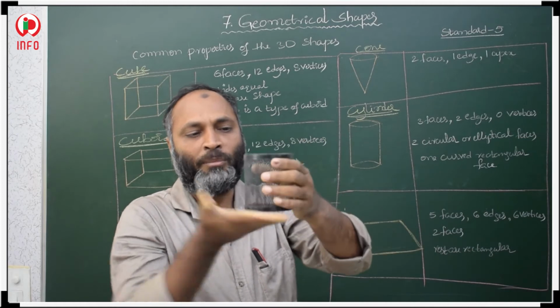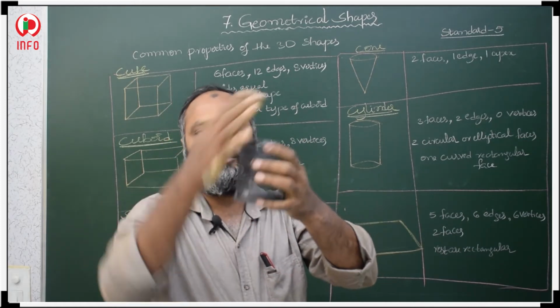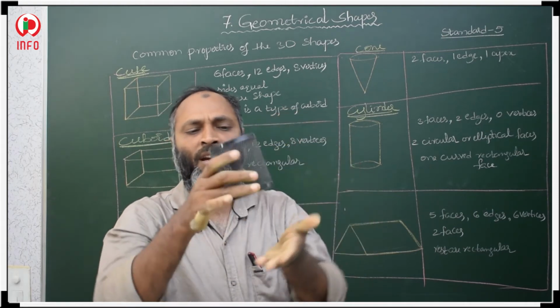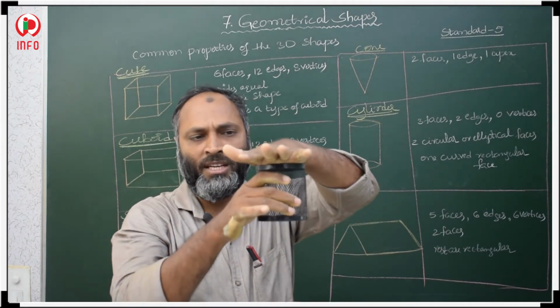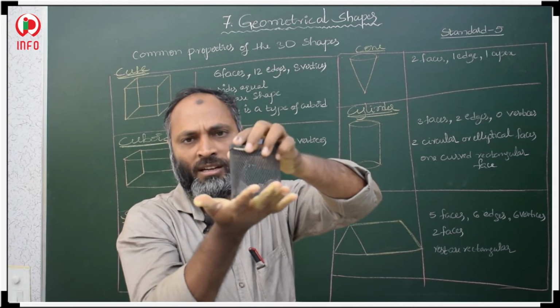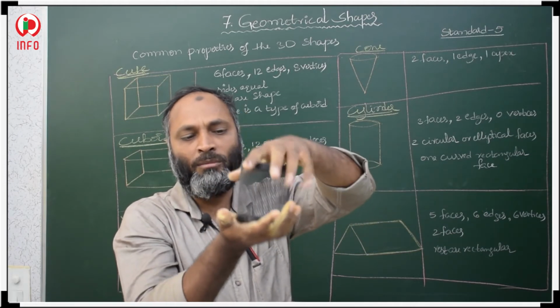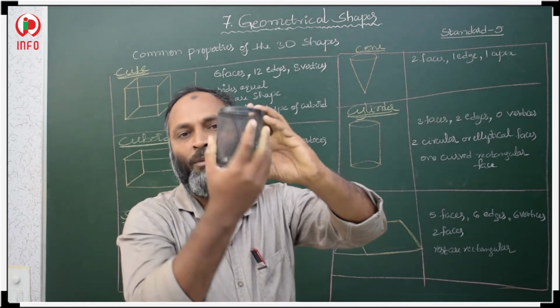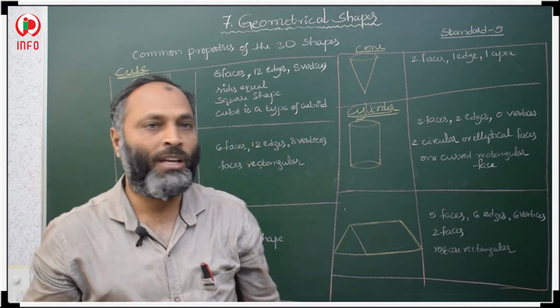The two are top and bottom. They have two faces, one, two, and this is the third. Three faces. Top is the first face, a circular face. Bottom is a circular face. Top is 1, bottom is 1. 1 plus 1, 2, and the surrounding is the third face. Total how many faces? Three faces.